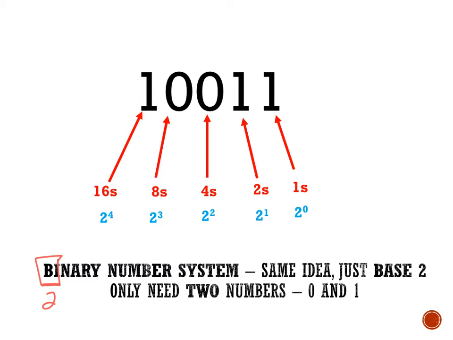So if you look at what I have written down, this first spot here is how many 1s you have, because 2 to the power of 0 is 1. This second spot here is how many 2s you have, because 2 to the power of 1 is 2. This third spot here, 2 squared, is how many 4s you have.